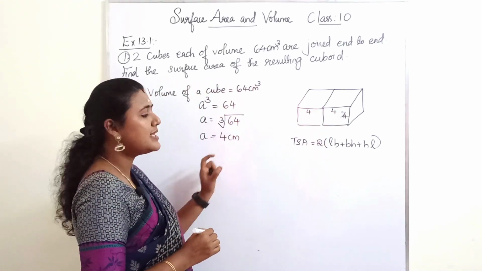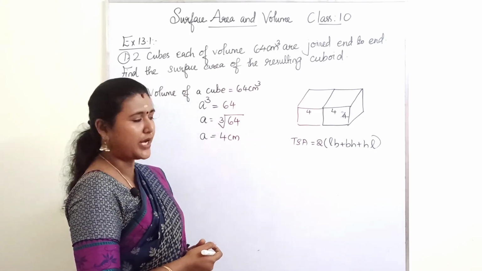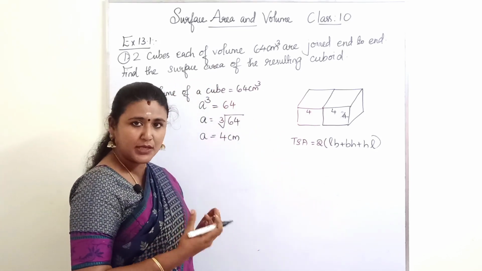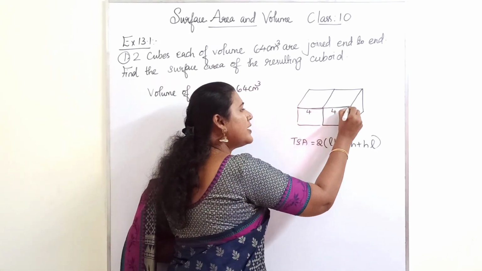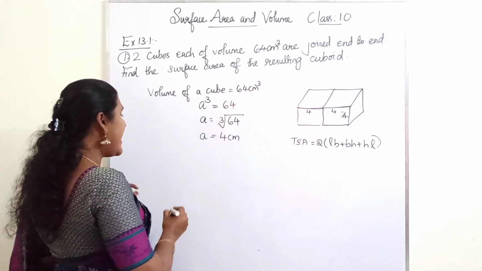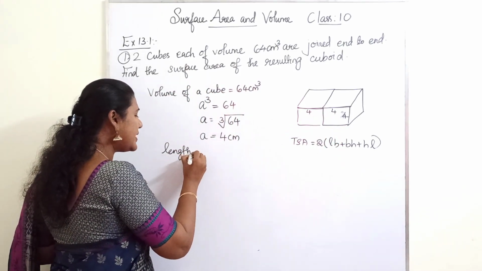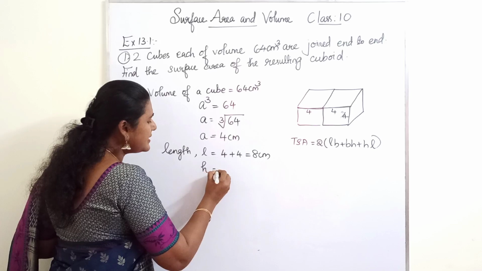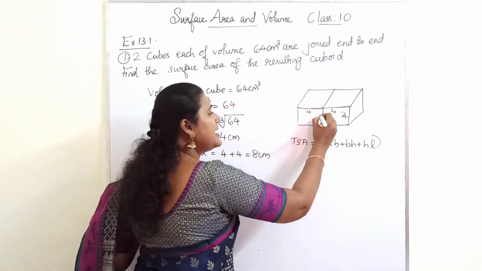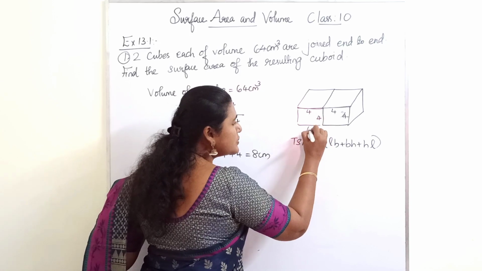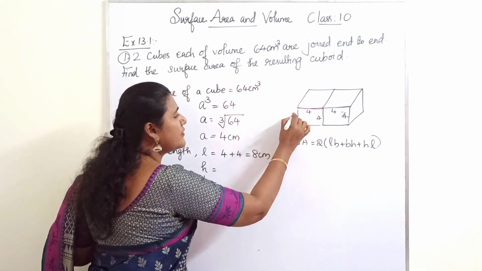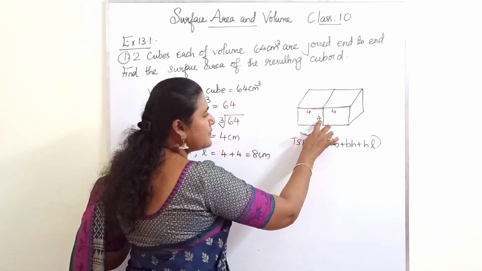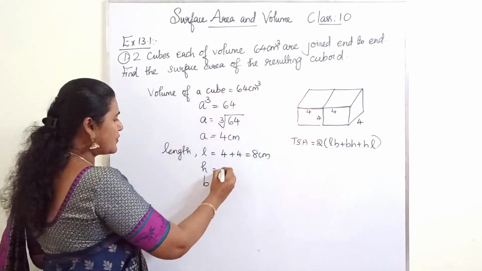From this we can find the length, breadth and height of the cuboid. We have joined two cubes to form the cuboid, so the length of the cuboid L will be 4 plus 4, which is equal to 8 centimeter. What will be the height and the breadth of the cuboid? Height will be 4 and breadth also will be 4 centimeter only.